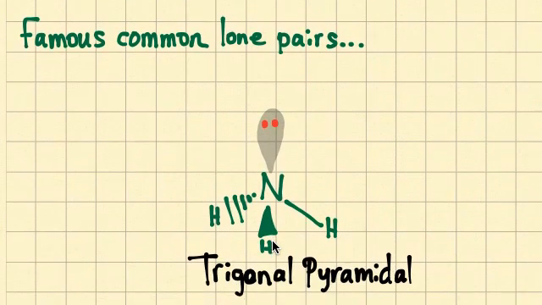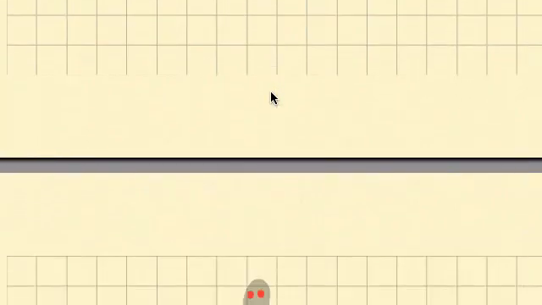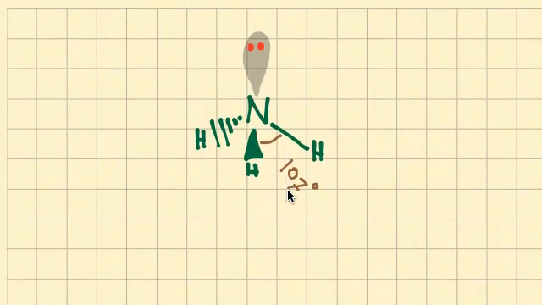Yeah, so it's trigonal pyramid. But let's take another one of those lone pairs and stick it on the central atom. Oh, by the way, if this was 109, then that lone pair pushes these bonding pairs a little bit closer than they usually would be. We could call it 107 to be technical about it.